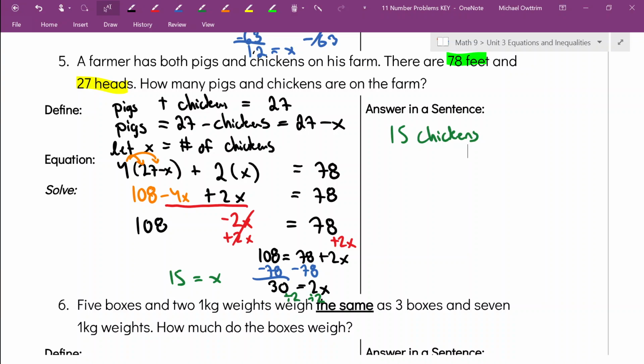So we've got our 15 chickens, and then we need to figure out our number of pigs. Our pigs are 27, take away our 15, and that's going to leave us with 12.